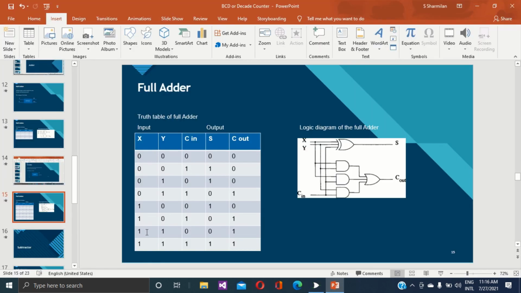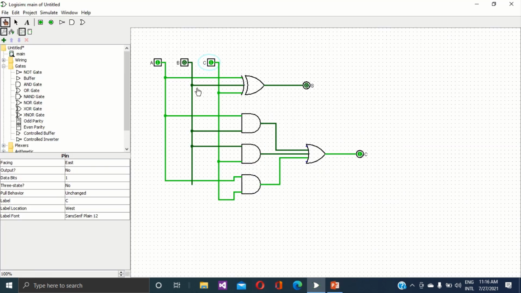Next, X equal 1, Y equal 1, C in equal 0. Here also the output is equal 0, carry equal 1.